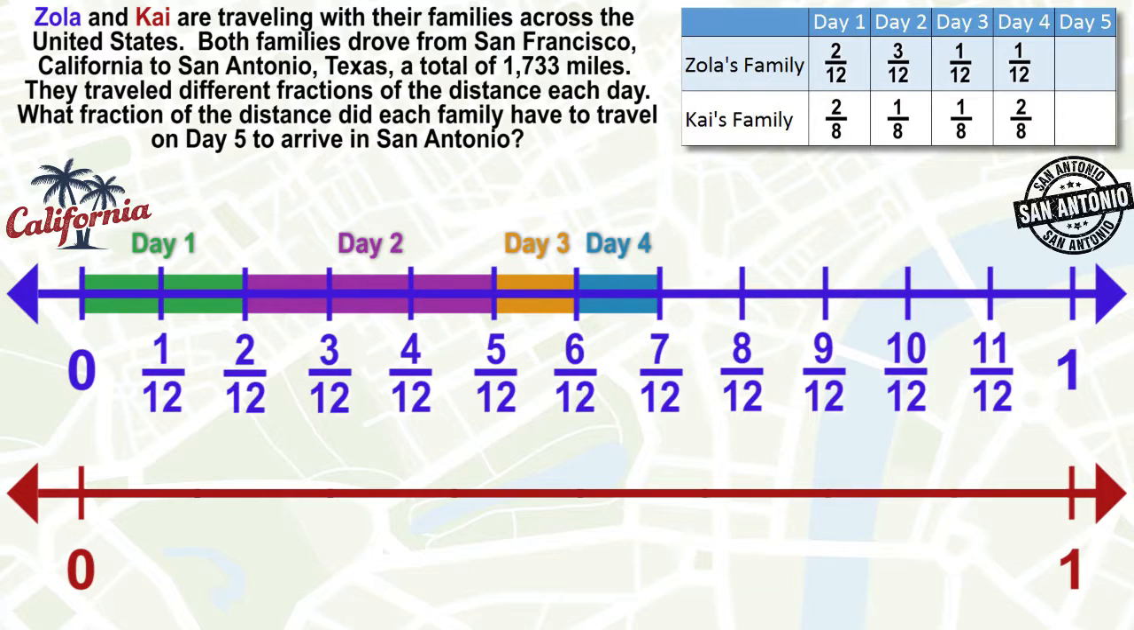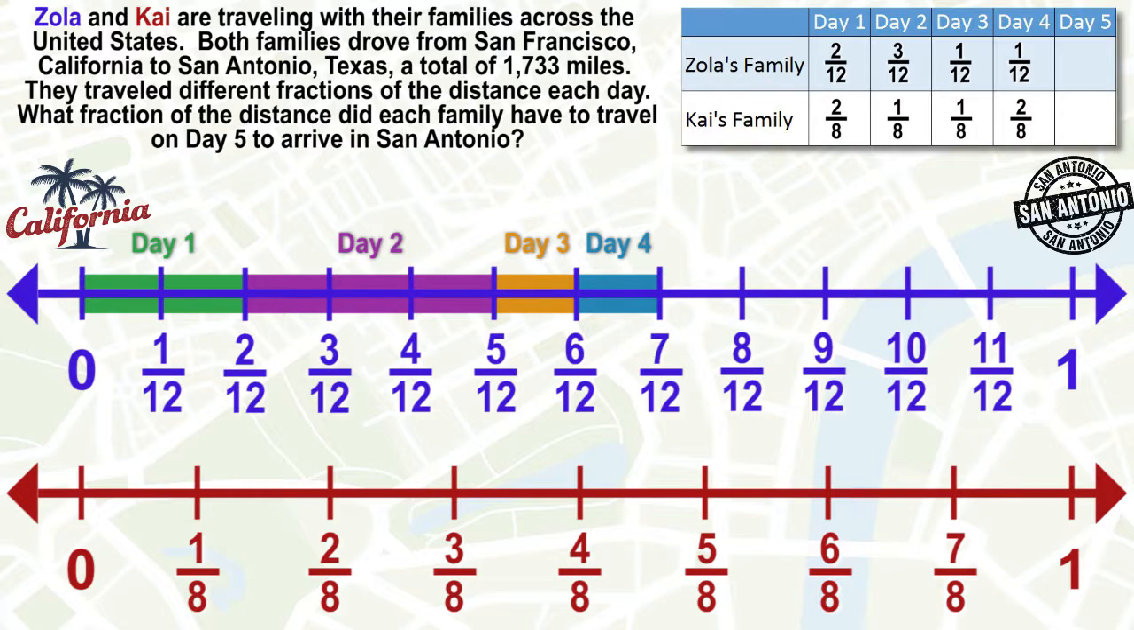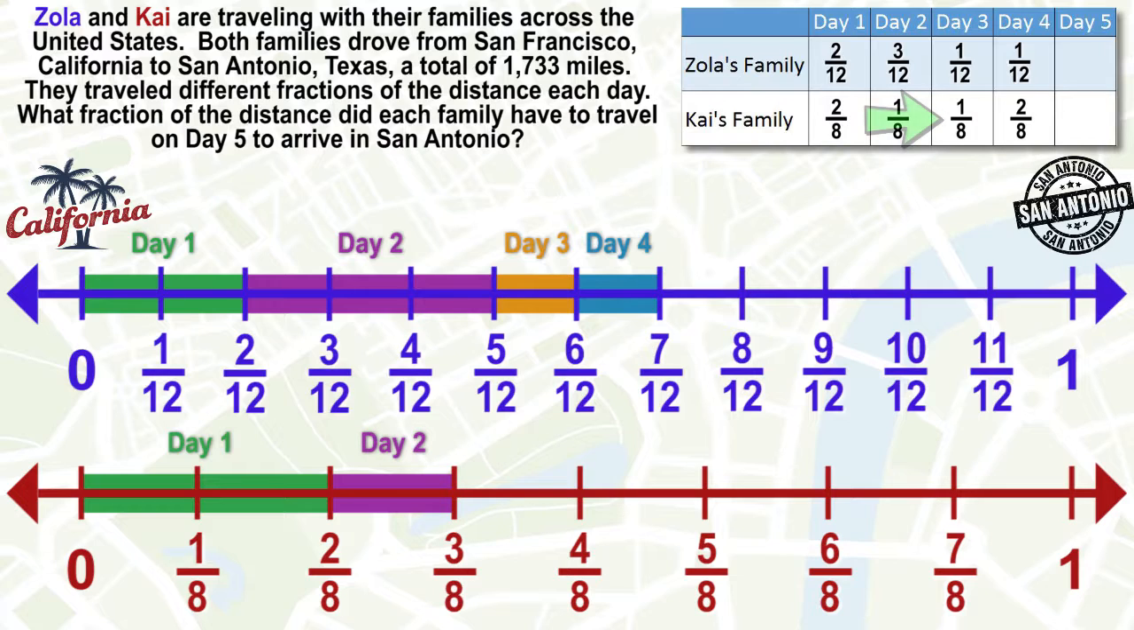Now let's mark the distances traveled each day for Kai's family. Kai's family traveled in increments of 8ths. Divide the second number line into 8ths. On day 1, they traveled 2/8 of the distance. Start at 0 and go out to the 2/8 mark. Day 2, they traveled 1/8 of the distance. Start at 2/8 and go out 1 more 8th mark to the 3/8 mark. Day 3, they traveled 1/8 more, so go out 1/8 more to land at 4/8 of the distance. Day 4 traveled 2/8 more. Start at 4/8 and go 2 more 8ths to land on 6/8.